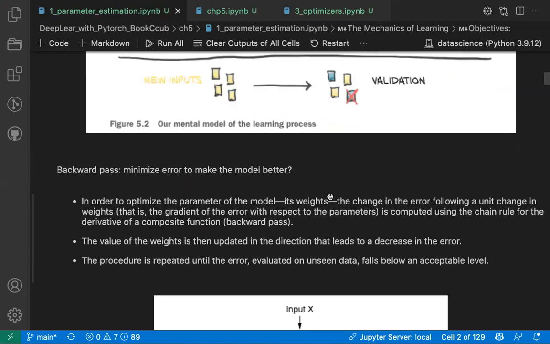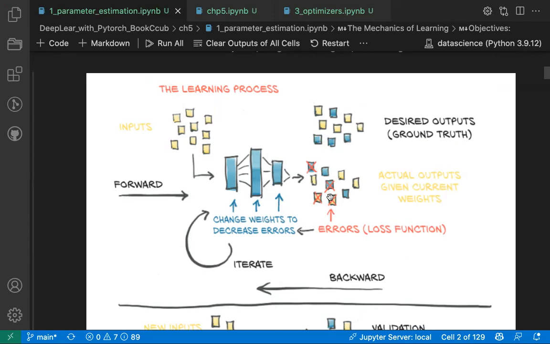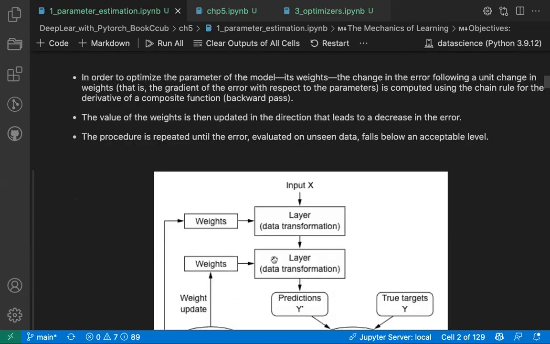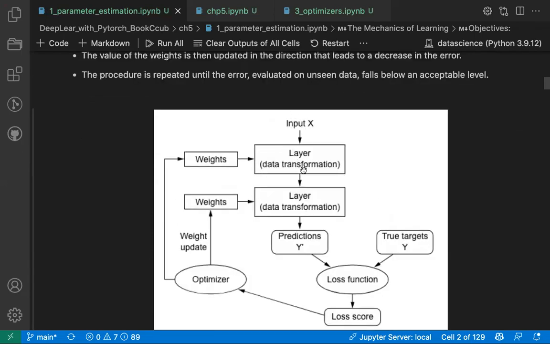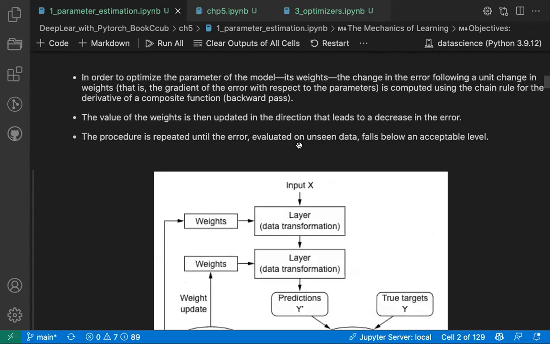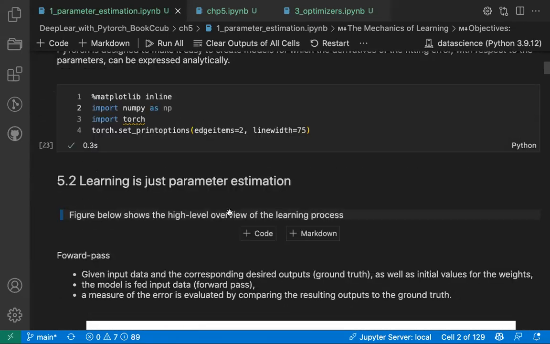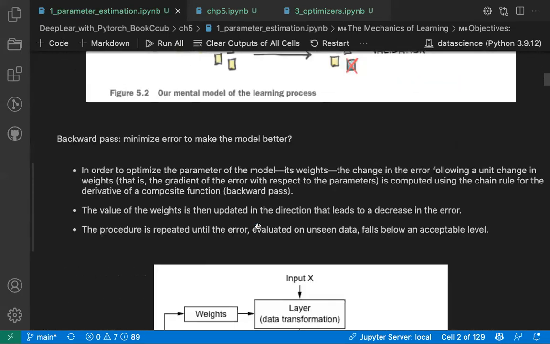So we can see here that basically what we are doing is we update some weights. I like this figure because, yeah, you can see here, this is what we are saying. It's the same with this, but this one I like more.